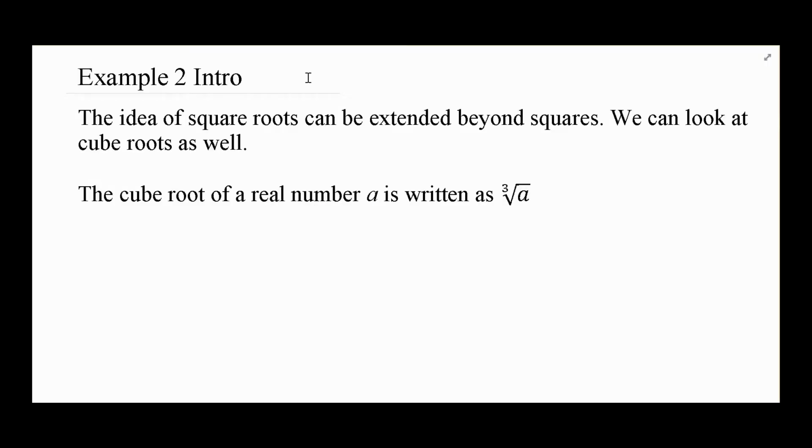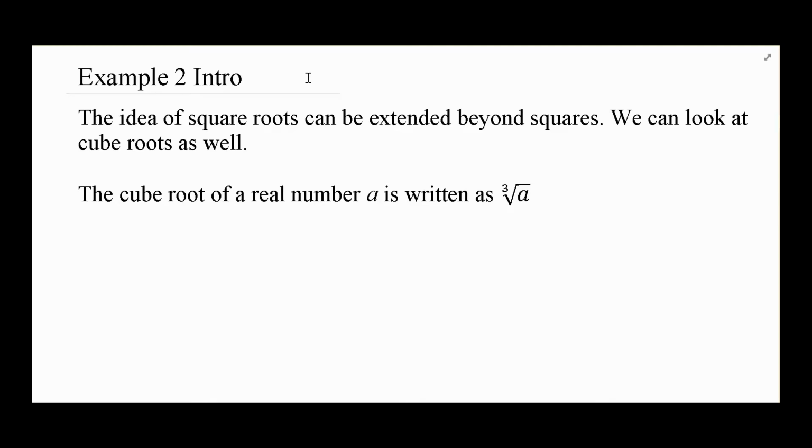So we define a square root as a number that when you multiply it by itself, you equal the number you're trying to take the square root of. So the square root of a number is what number multiplied by itself equals this. Now we can extend that idea beyond squares and talk about cube roots.